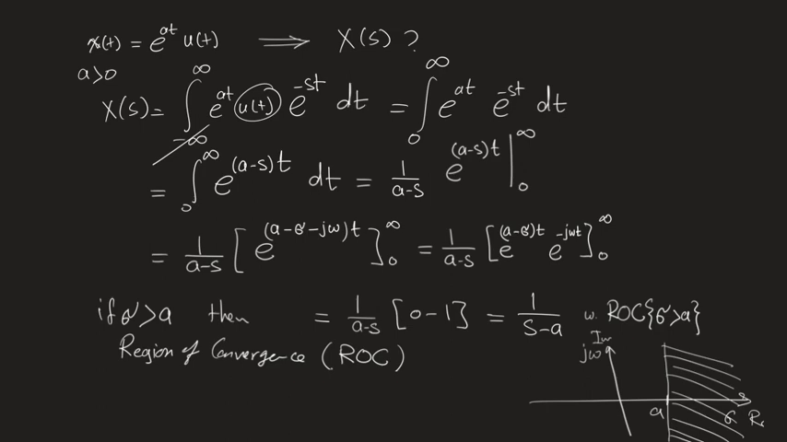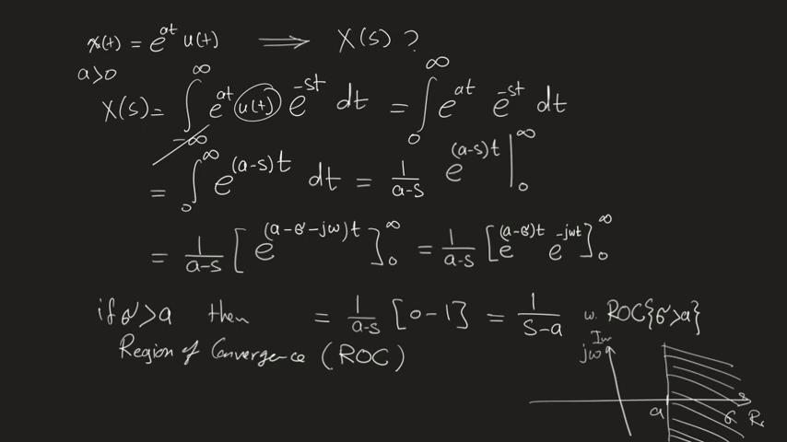Real axis, imaginary axis. The real axis is the value of sigma, and the imaginary axis is the value of j omega, because our s is composed of a real sigma and an imaginary j omega. The condition says that your sigma, the real axis, has to be greater than a. So the region of convergence is whatever is on this side, regardless of the value of omega. Any value of omega is okay, but my sigma has to be greater than the value a. So that's the region of convergence. Any questions?